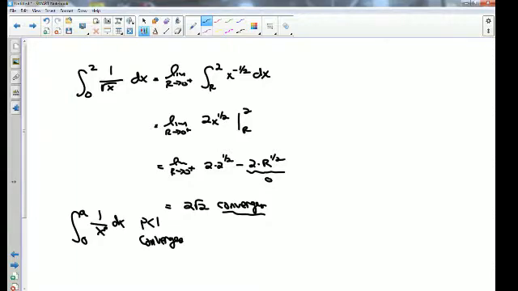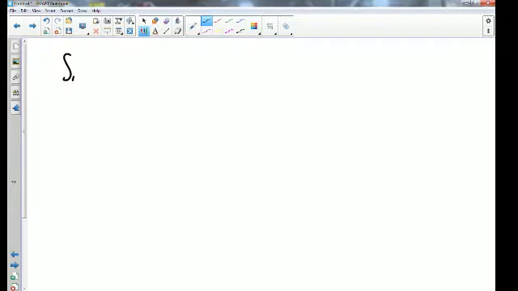Let's look at this one here, and then we'll be good. This is basically the same thing, you just have a different function here. So where is the discontinuity here? 1. So we are going to have to do our limit as r approaches 1, correct? From the left side, because 1 is up here, so we have to approach it from the left.